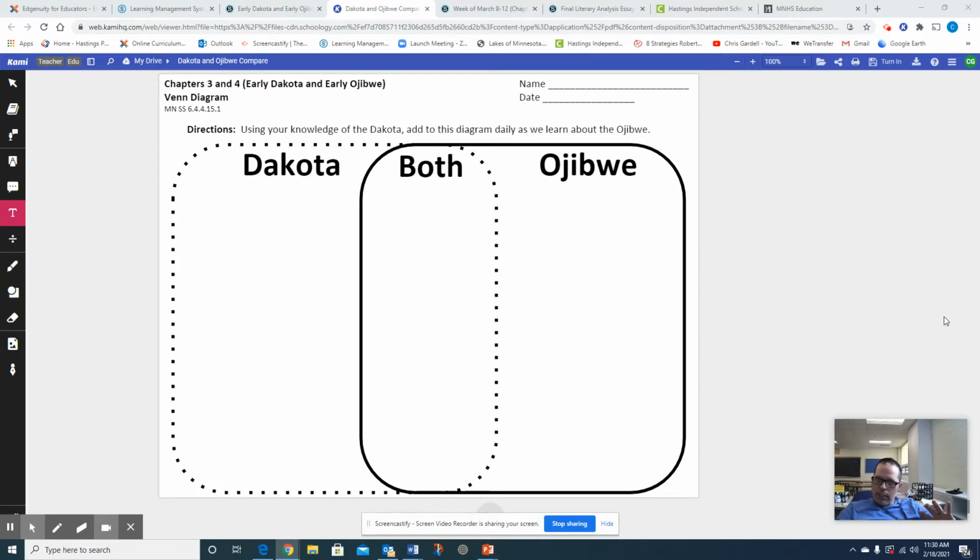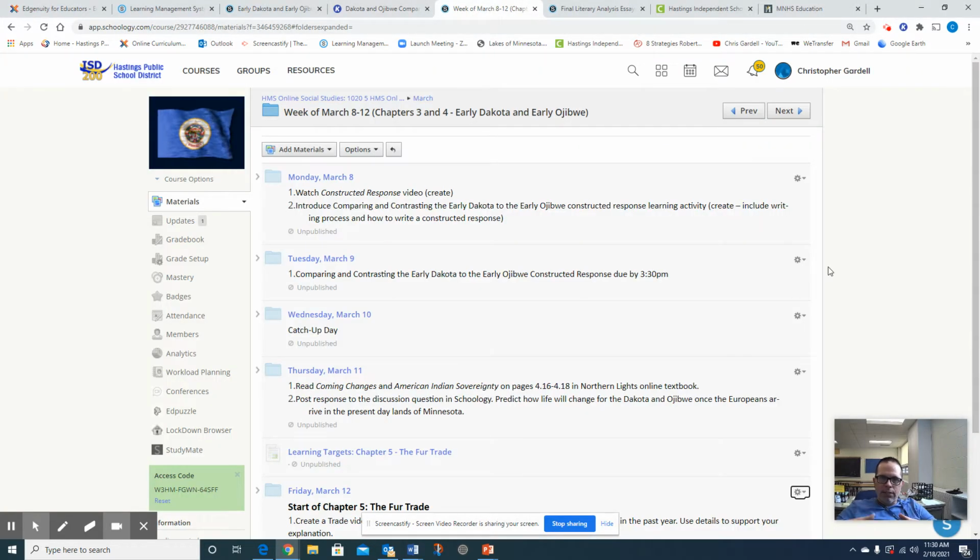So, again, keep in mind that you will need your Venn diagram to complete this constructed response. I would encourage you, if you didn't complete the Venn diagram on a separate sheet of paper and completed it using Kami, to have it open in a tab just like I do, and that way you can go back and forth. All right, so what we're going to focus on is the information that's within our Monday, March 8th folder. So I'm going to click on that.